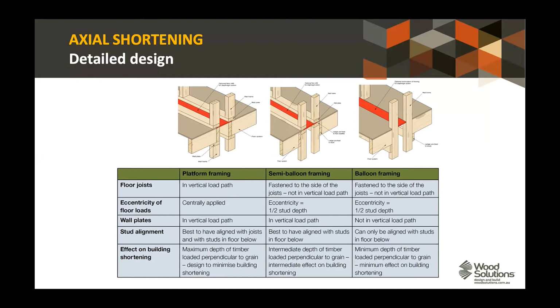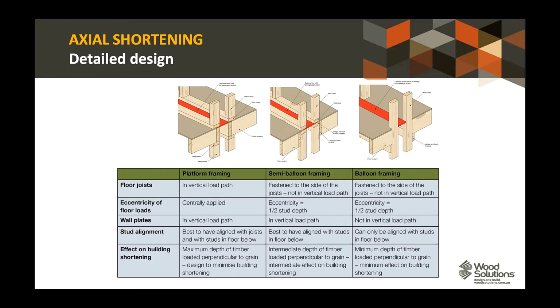Now, talking about transfers through floor plates, we've got different types of framing here. We've got platform framing on the left, semi-balloon in the middle, and balloon on the right. The advantage of balloon framing and semi-balloon to a certain extent is that we are minimizing the amount of timber that's loaded across the grain. And what we know about timber is that parallel to the grain, the wood fiber is more or less like a bundle of straws with the grain running up the tree. Along the grain, we've got a relatively stiff and strong load path compared to across the grain.